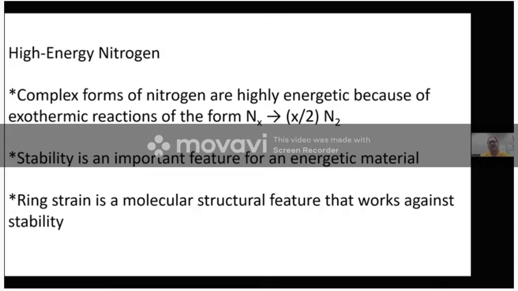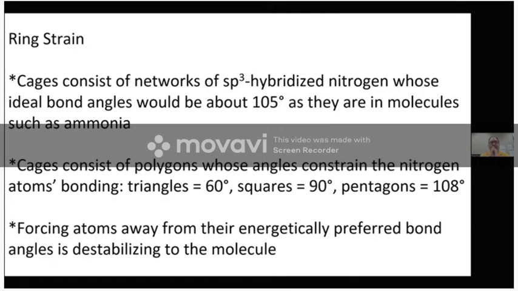One molecular feature that works against stability, though, is something called ring strain. Ring strain is a concept we talked about in organic chemistry and so forth. It's a molecular structural feature that works against stability. Let's talk about that for just a moment. We're going to be looking at cages of nitrogen. Each nitrogen atom will have 3 single bonds, very much like ammonia. The H-N-H angles in ammonia are about 105 degrees, and nitrogen is very satisfied that way, thermodynamically.